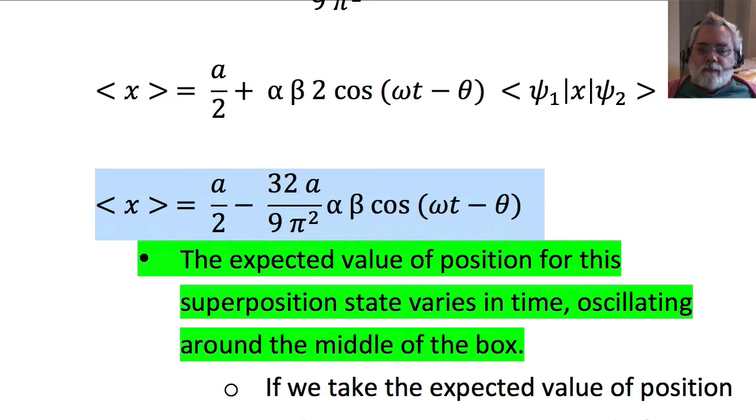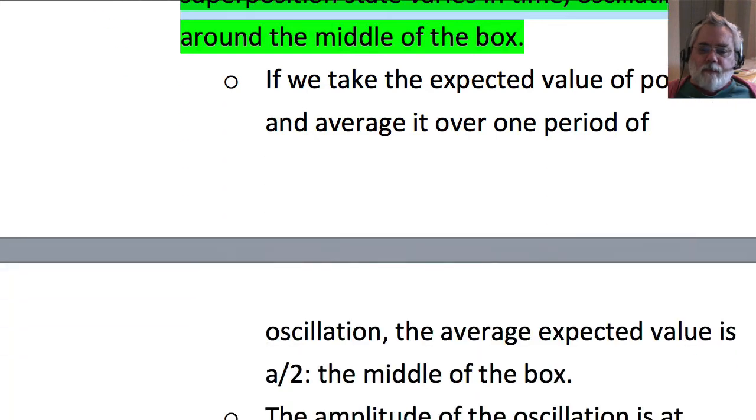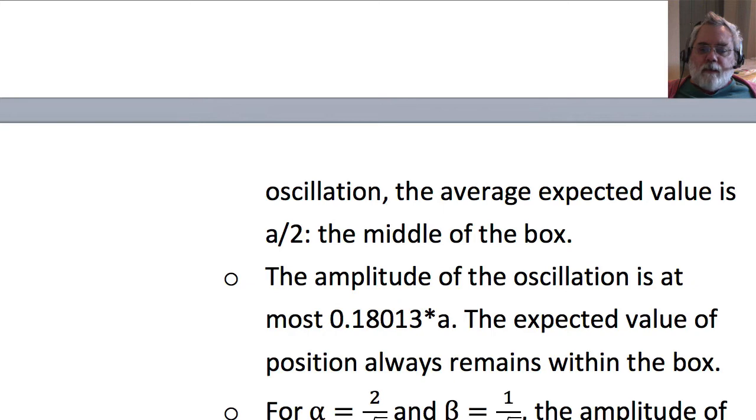The expected value of position for this superposition state varies in time, cosine omega t minus theta, oscillating around the middle of the box, a over 2. If we take the expected value of position and average it over one period of oscillation, the average expected value is a over 2, the middle of the box. If you substitute in numbers, the amplitude of the oscillation is at most 0.18 a. The expected value of position always remains within the box.